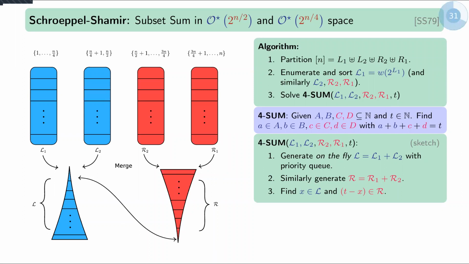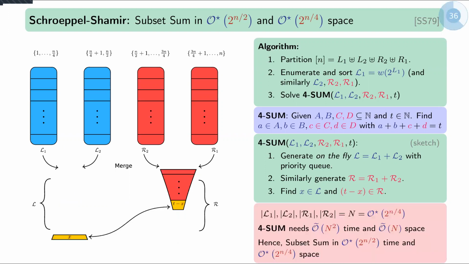So you start with the lowest element in calligraphic L and the highest element in calligraphic R, and depending on whether the sum is smaller or greater, you remove the smallest element from calligraphic L, or the highest from calligraphic R, and you put your pointer on the next element. After some iterations of removing or adding elements, you arrive at two pointers that will be the witnesses of your set.